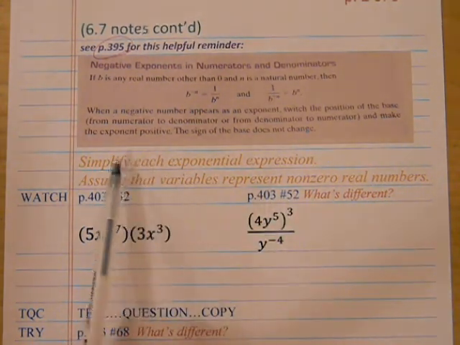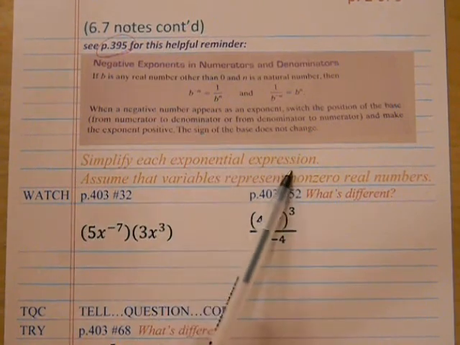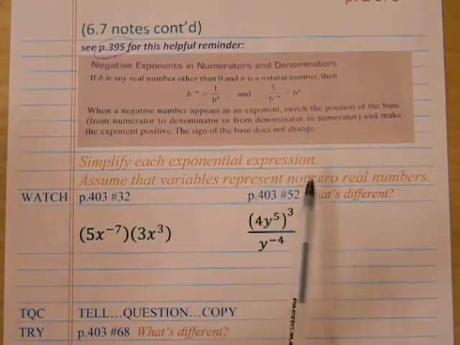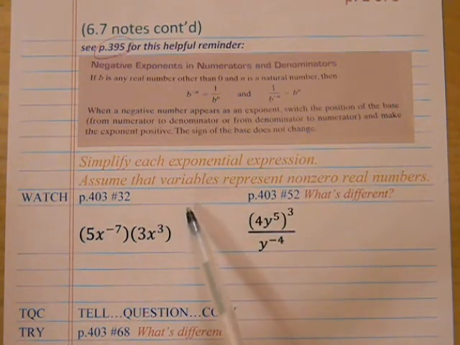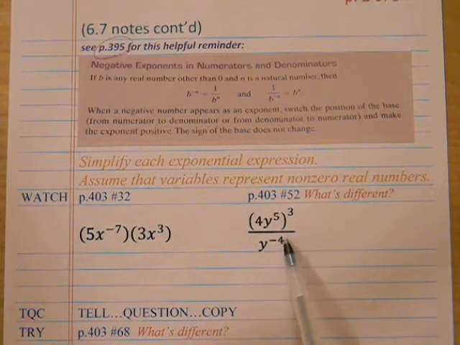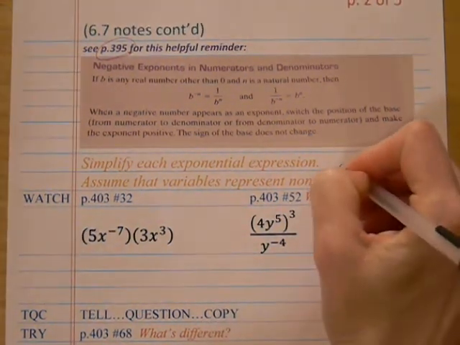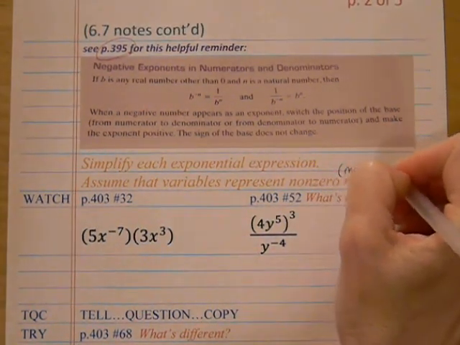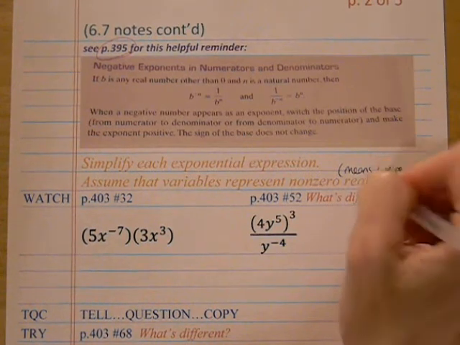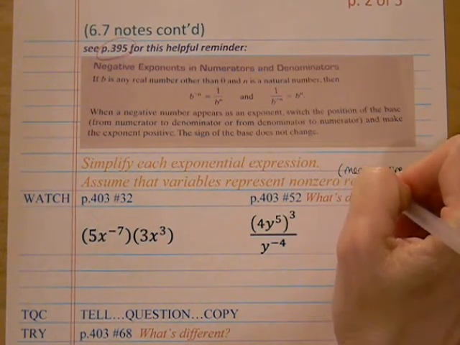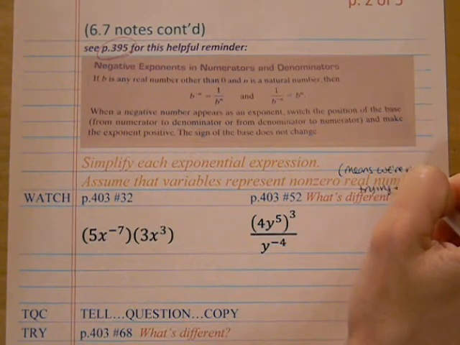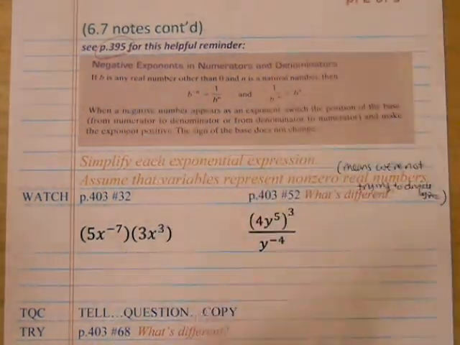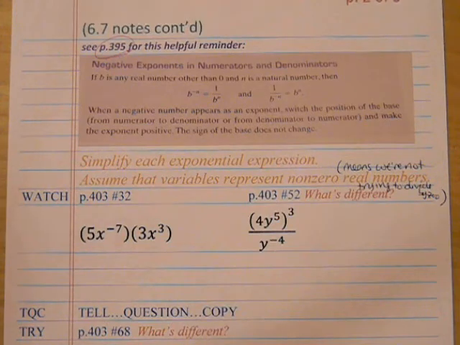The instructions say to simplify each exponential expression, assume that variables represent non-zero real numbers. So the variables are not going to be zero because we can't divide by zero. That's all that that means. It means we're not trying to divide by zero because that's undefined and then nothing would work here.